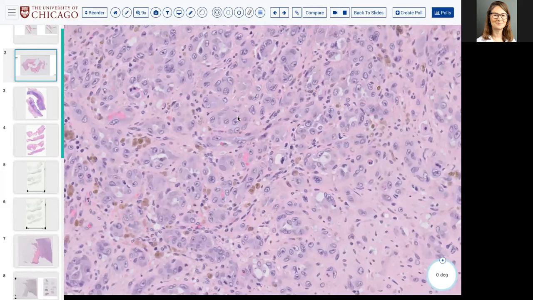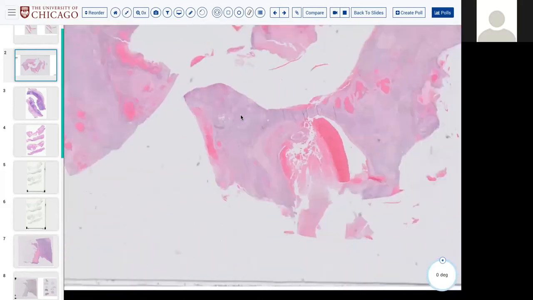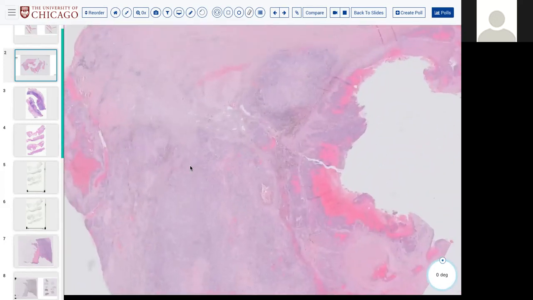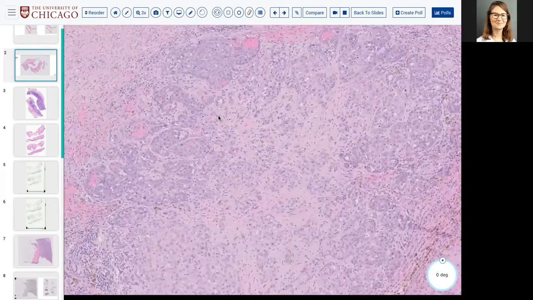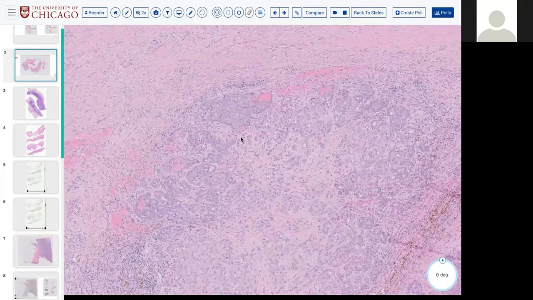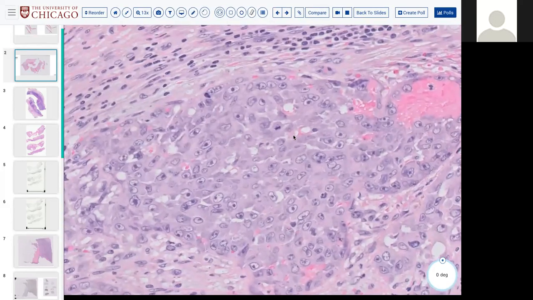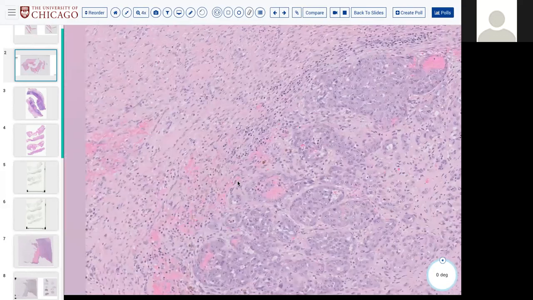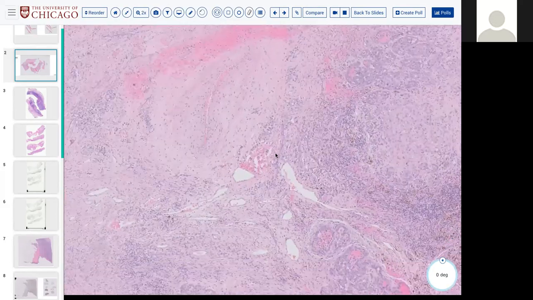I'm not sure about the borders, like if it's infiltrative or well circumscribed. From here, I feel like we have focal infiltration. Yep, so that would go more with sarcoma. Yeah, that would go more with sarcoma, I believe. So there is one mitosis here. I'm not sure if we have any kind of necrosis.